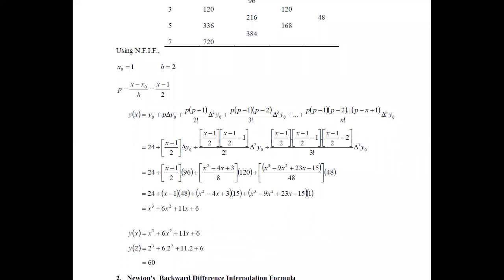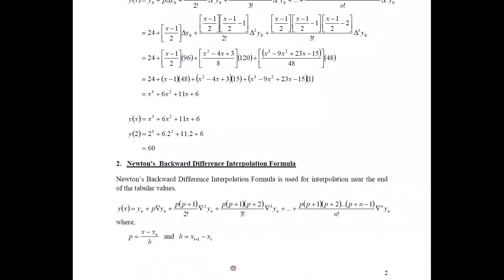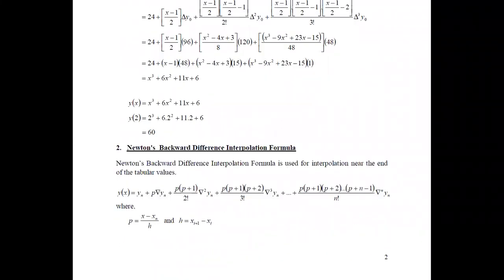It is Newton's backward interpolation formula. Normally Newton's backward interpolation formula is abbreviated as NBIF. Newton's backward interpolation formula. This is the abbreviation used for Newton's backward interpolation formula.